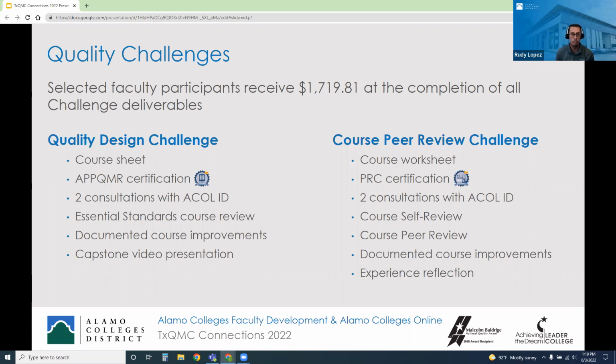I do want to mention that Bobby is a facilitator for the APPQMR, and that's a huge reason why we've had a very high completion rate with the Quality Design Challenge, because she goes that extra mile and provides support at all hours of the day, and just gives a lot of additional support to get our faculty across the finish line and to completing one of the challenges. Throughout the whole challenge, faculty are learning how to implement the design standards, and they're updating and enhancing their courses so that they have a better experience for themselves and more importantly for their students.